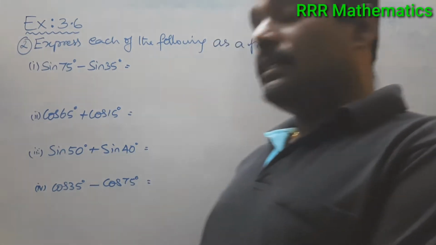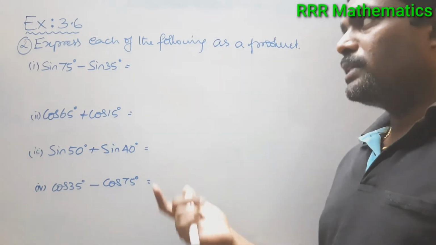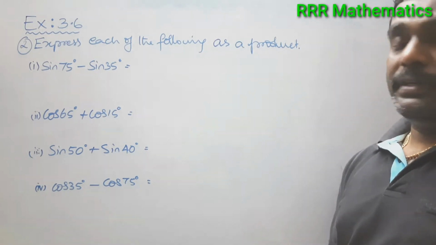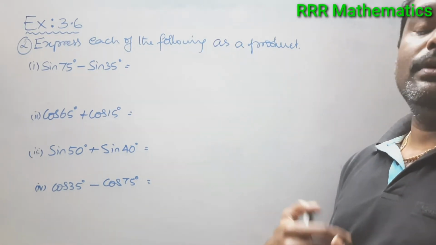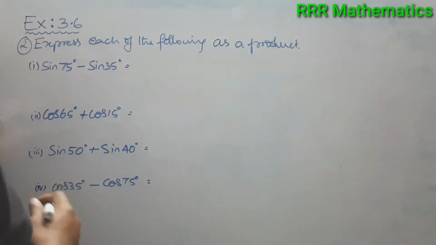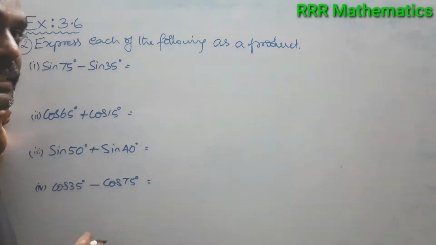Exercise 3.6, question number 2. Express each of the following as a product. In the previous problem we discussed, the product was given and we wrote it as a sum or difference. In this case the sum or difference is given, and you want to write it in product form. Just the reverse order. I have the structure sin C minus sin D. What is the formula for sin C minus sin D?